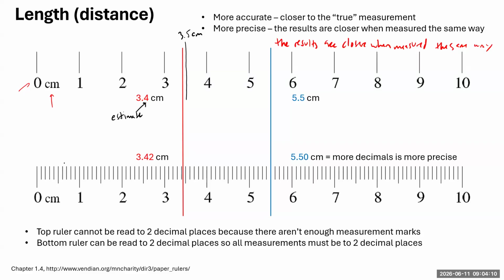But look what happens if you have a ruler with more lines in between the measurements, right? So this is 0. This is going to be 0.1, 0.2, 0.3, 0.4. This is 0.5. So every one of those is 0.1, right? Okay, so here, let's measure this. This is 0, 0.1, 0.2, 0.3.